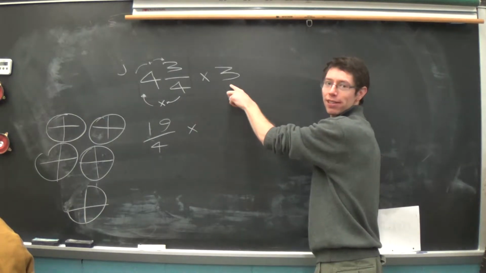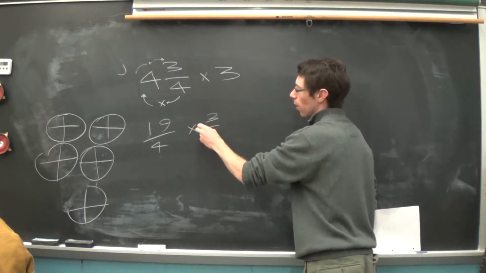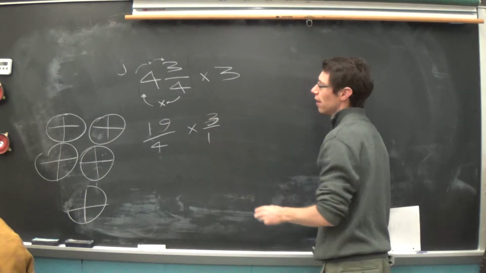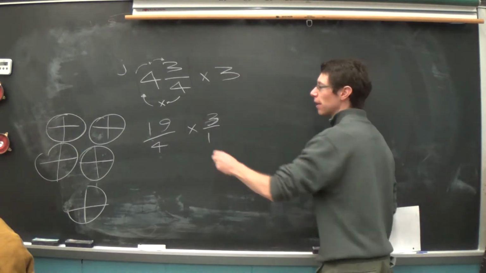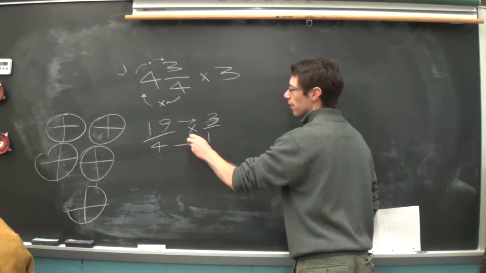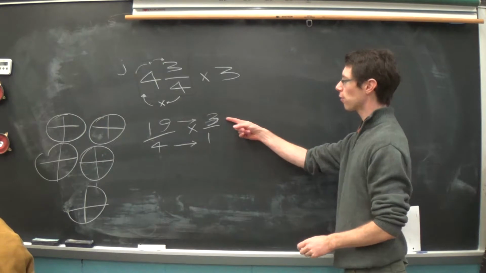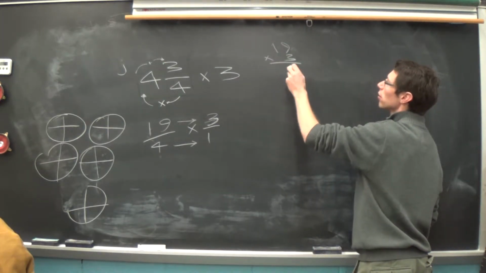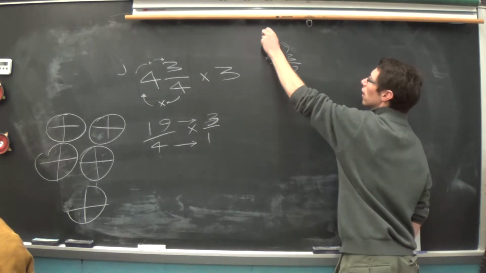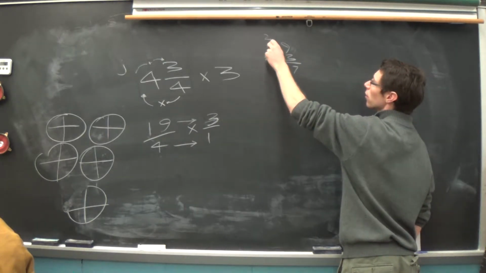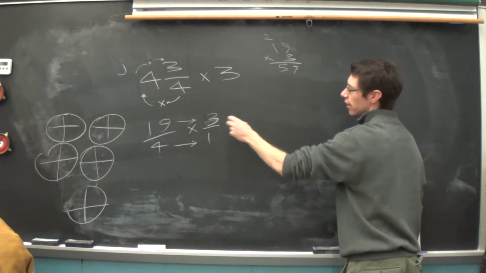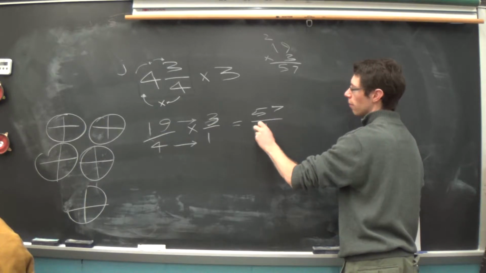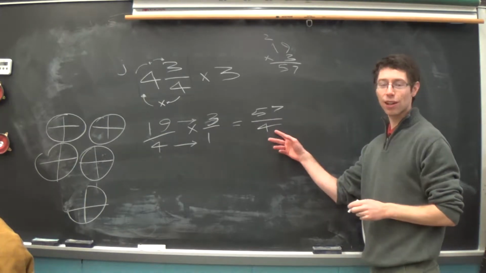3, if I had to express it as a fraction, would be 3 over 1. I'm going to draw that 3 a little better. 3 over 1. Once you have it in this state, you can simply multiply the numerators and multiply the denominators. 19 times 3: 3 times 9 is 27, 3 times 1 is 3, so 57. 19 times 3 is 57. 4 times 1 is 4. So 57/4 is the correct quantity.